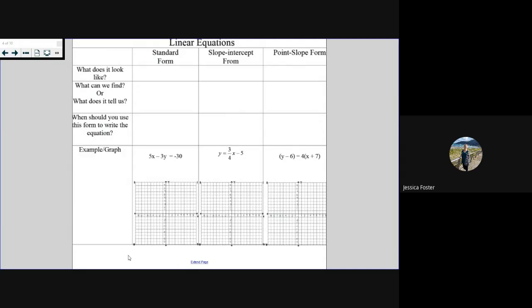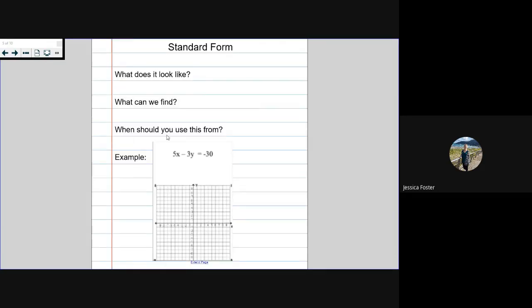Okay, now that you have copied down your table, let's go ahead and start with standard form. We've talked about standard form before, so we should know what it looks like. This is ax plus by equals c. And when we use standard form, we were talking about x and y intercepts. So that's what we can find. What does it look like? Here's our form. What can we find? X and y intercepts.